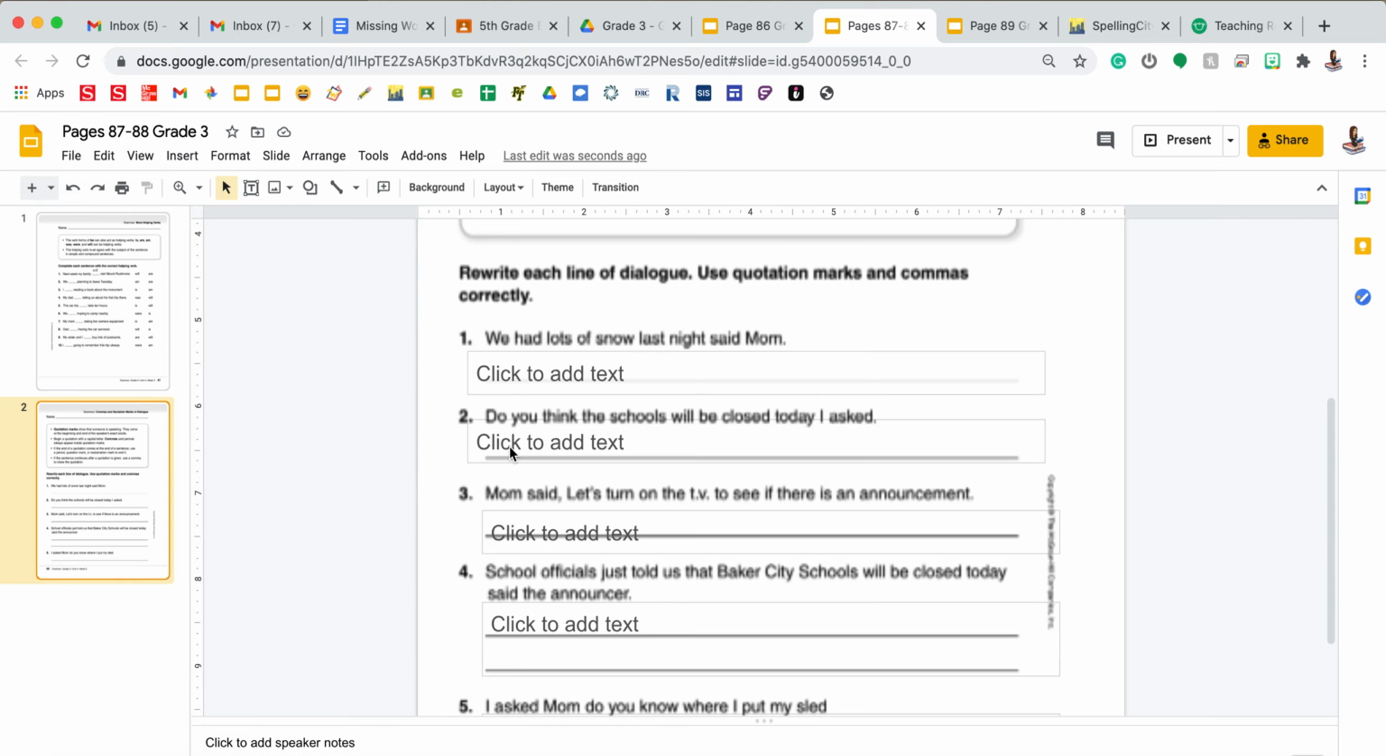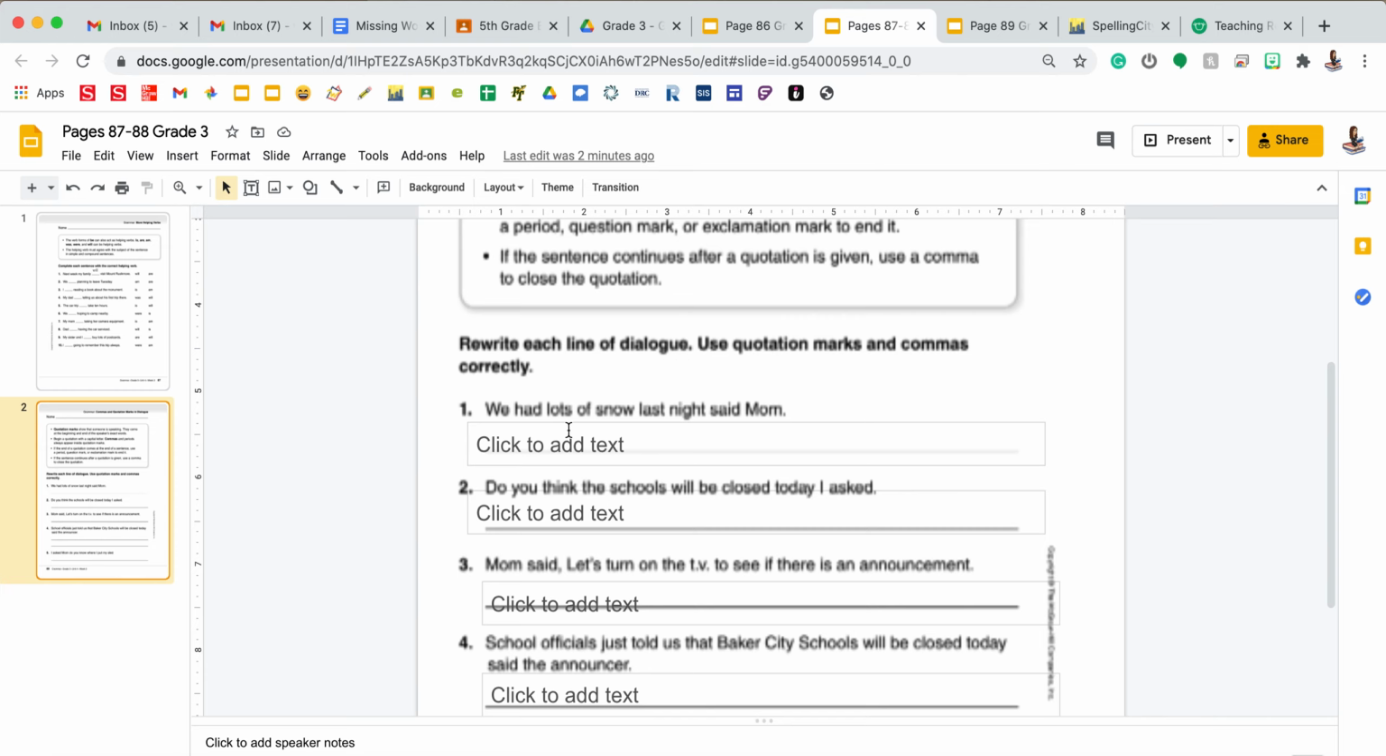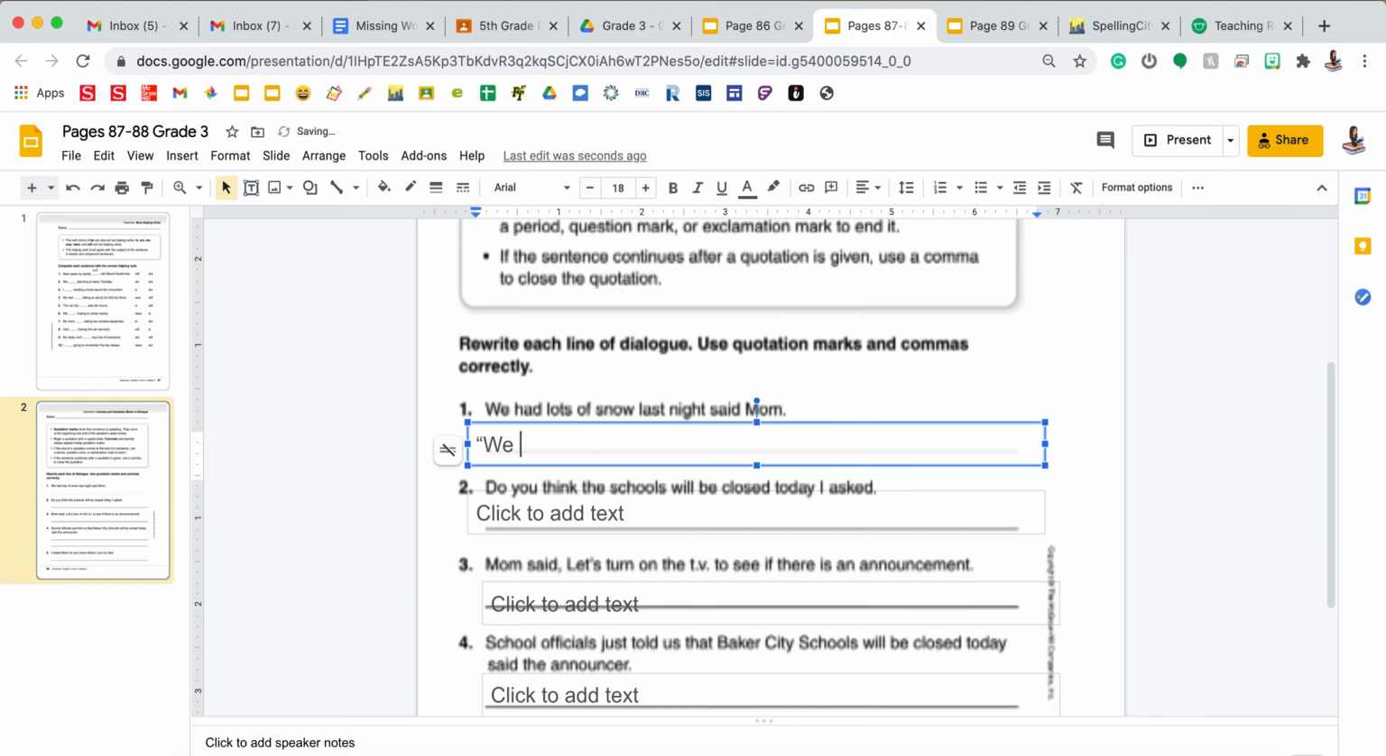Number one says, we had lots of snow last night, said Mom. Because the quotation is at the beginning of the sentence, I am going to put a comma after night. So I'm going to start with my quotation marks, comma, quotation marks. Because I still have said Mom after the dialogue, I cannot put a period in there in the quotation marks.